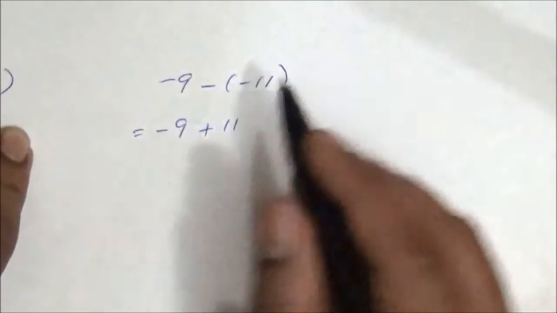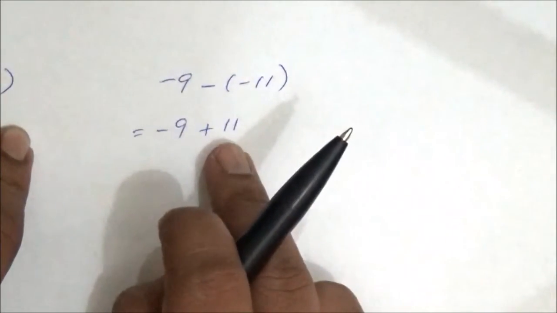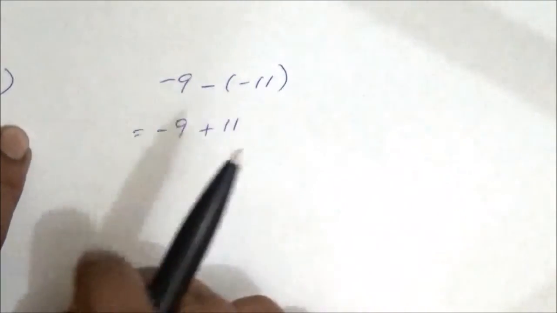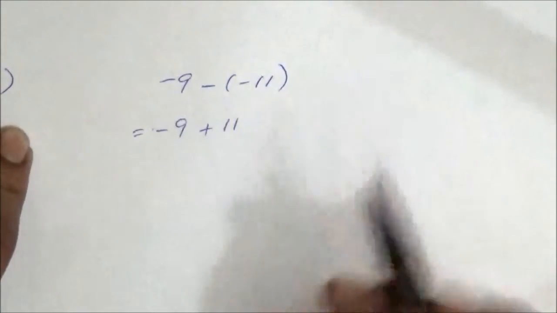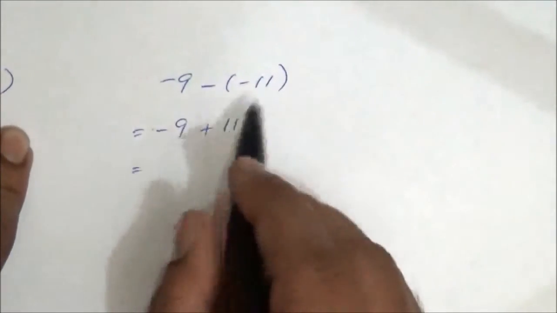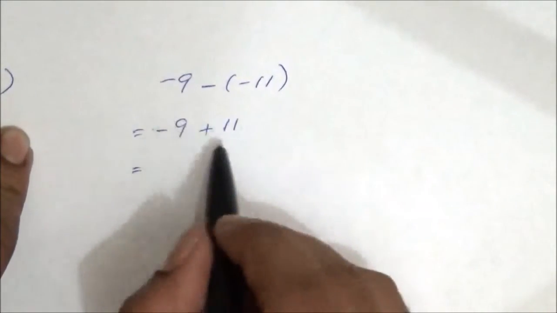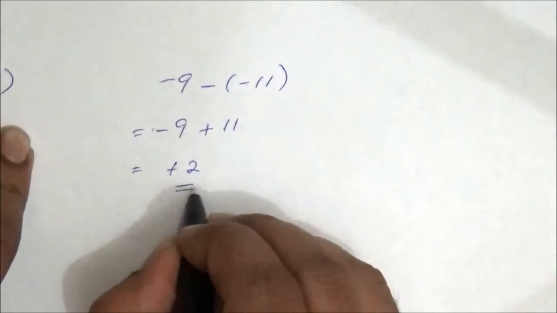Then plus 11 with minus 9 means two different directed numbers, so they are not in the same family. Same family people you can add, but different ones you have to subtract. So if you take minus 9 from plus 11, the answer is going to be plus 2.